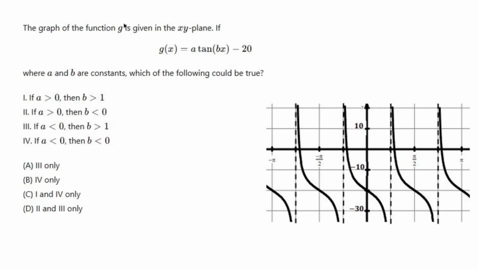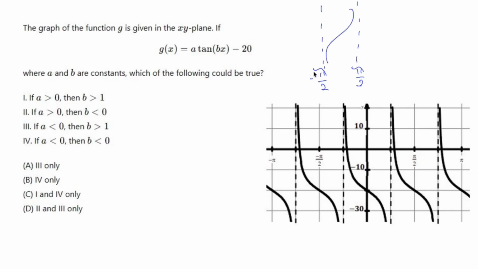The graph of the function g is given in the xy plane. If g of x equals a tangent of b times x, minus 20, where a and b are constants, which of the following could be true? All right, let's look at our picture. Tan's supposed to look like that. It doesn't in this case. Tan is also supposed to exist between pi over 2 and negative pi over 2. It doesn't in this case.